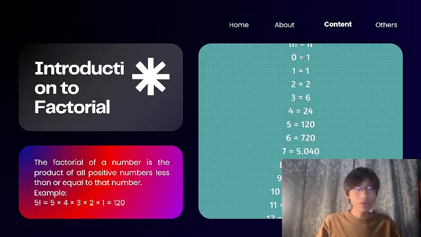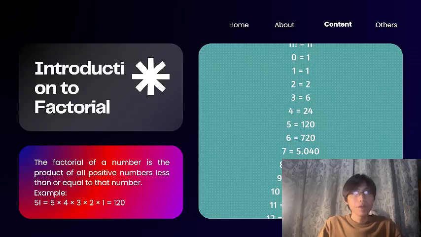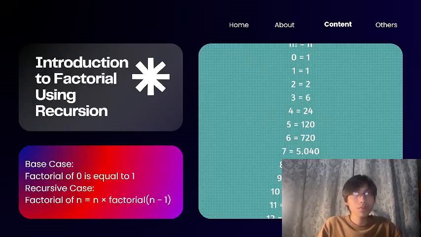Now, let's move to our first example, which is the factorial of a number. The factorial of a number means multiplying that number by all positive numbers below it. For example, factorial of 5 is equal to 5 times 4 times 3 times 2 times 1. In recursion, we define factorial like this. Factorial of 0 is equal to 1. This is our base case. Factorial of any number greater than 0 is equal to that number multiplied by the factorial of the previous number.